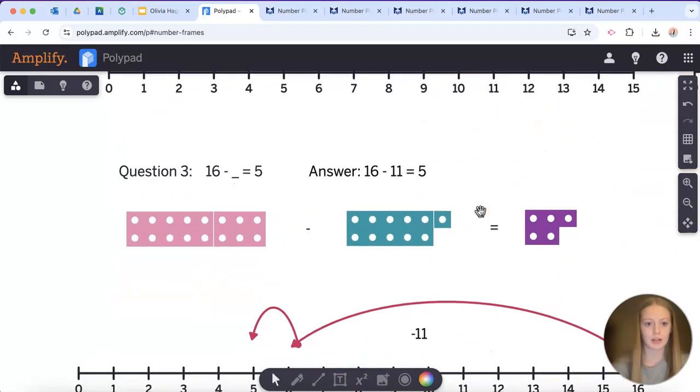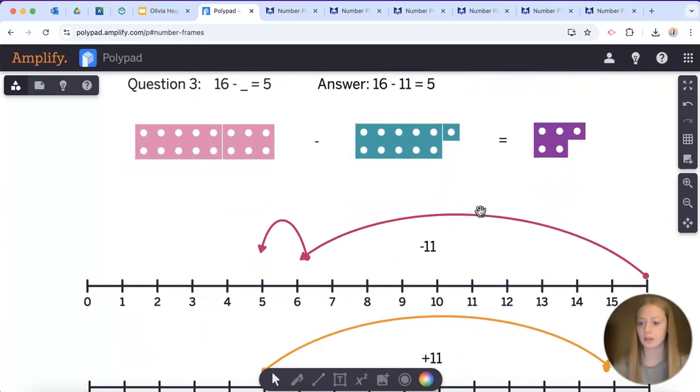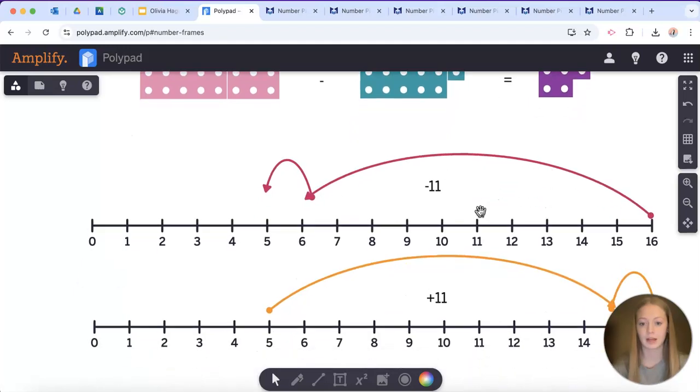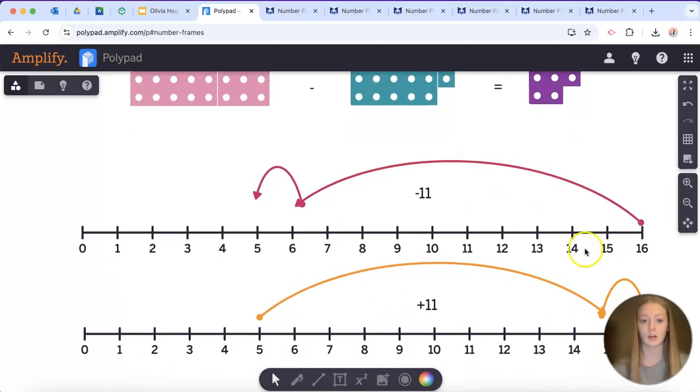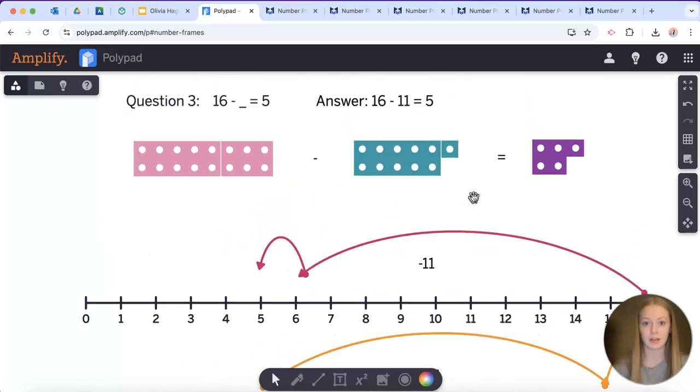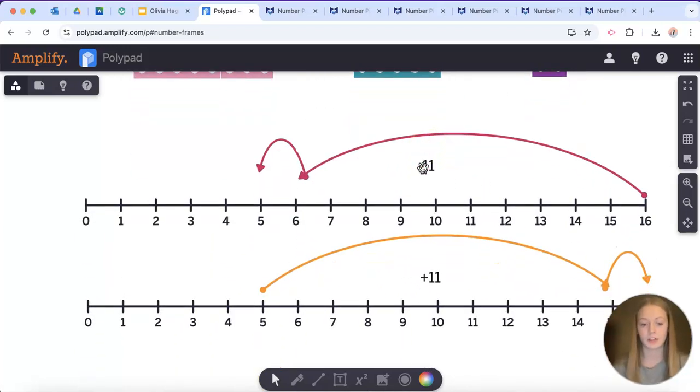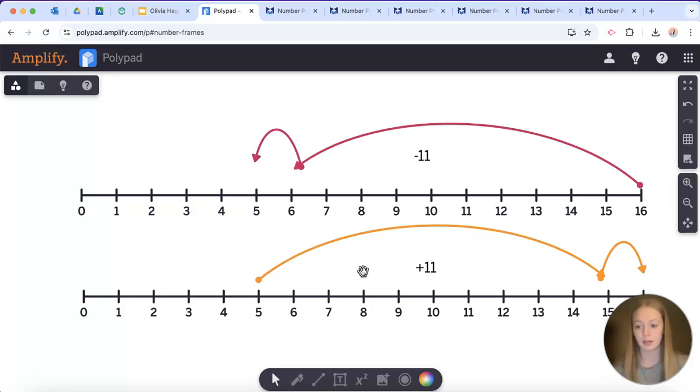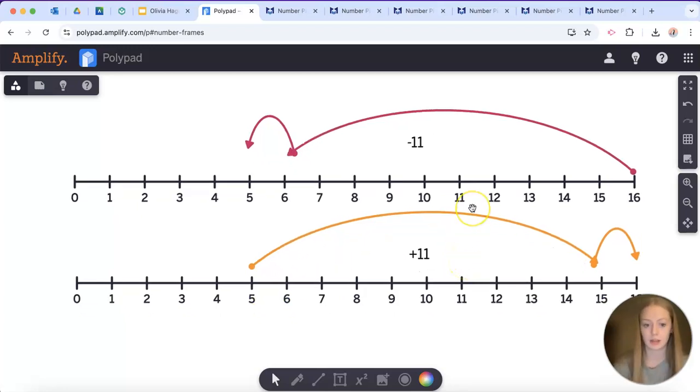For question 3, 16 minus what equals 5? Again, I used number lines to help count back. So 16 all the way to 5. I had to use 2 because it didn't go far enough, but you go back 11. So there is 11 for that. And then I also double checked it by doing the inverse, which would be addition. 5 plus 11 gets you right back to 16.